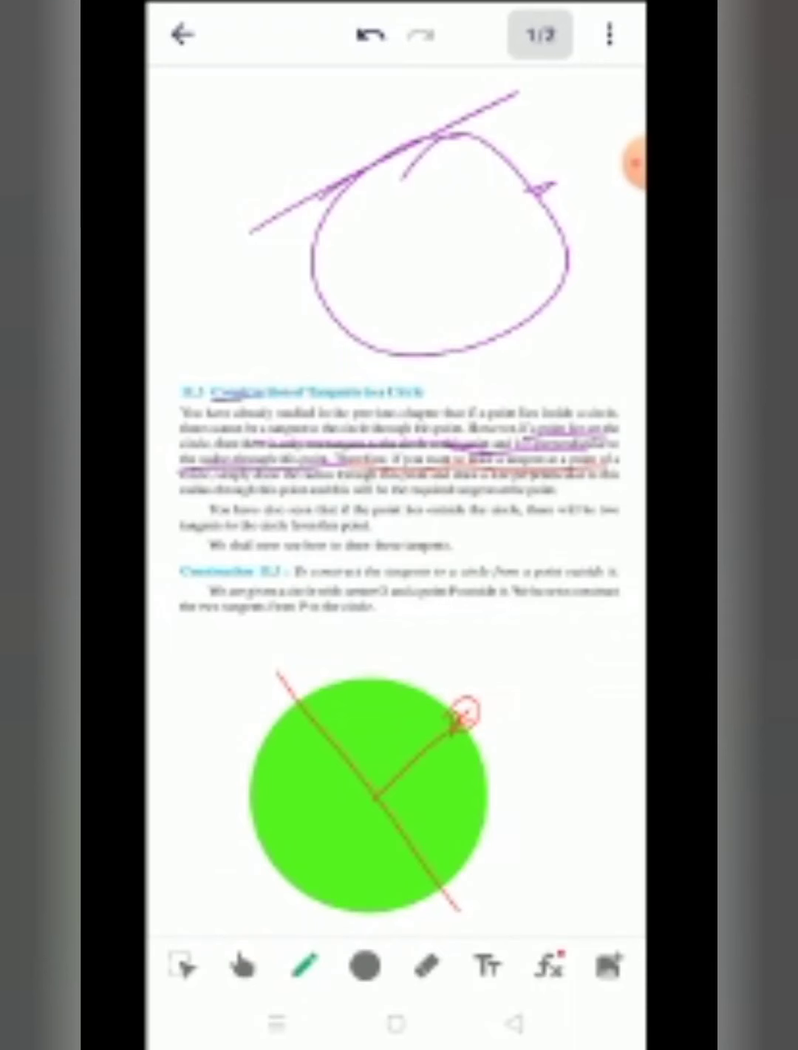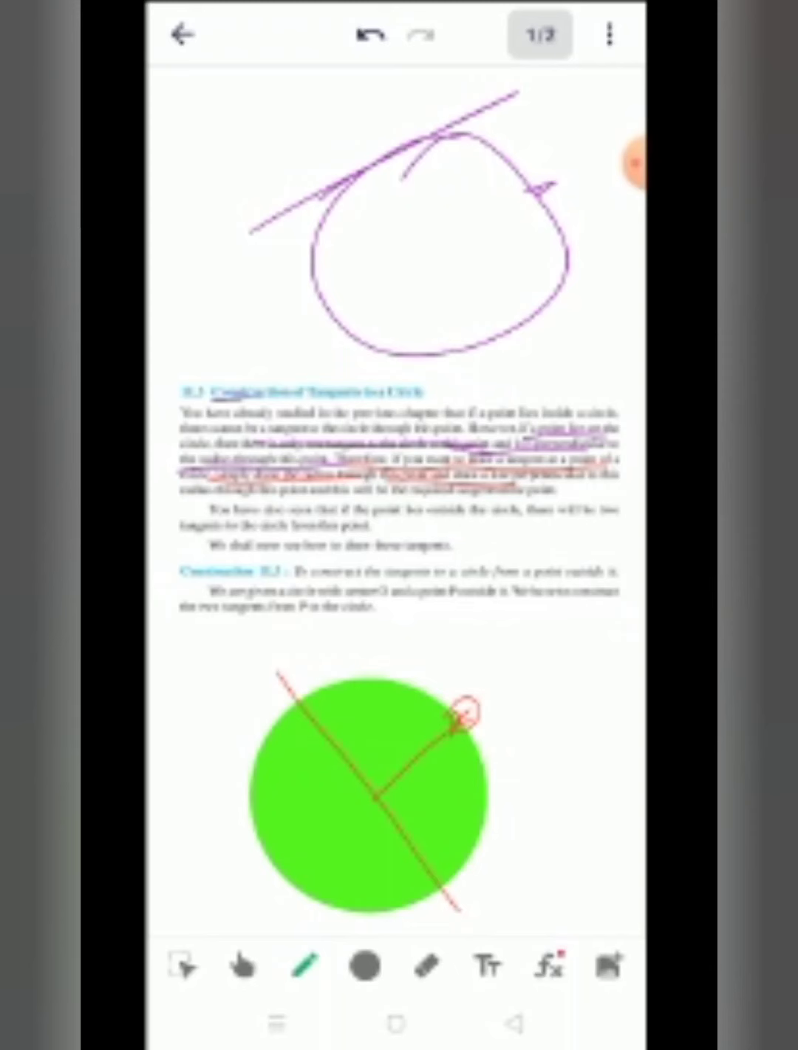Therefore, if you want to draw a tangent at a point of a circle, simply draw the radius to that point. Then draw a line perpendicular to this radius through this point, and this will be the required tangent.